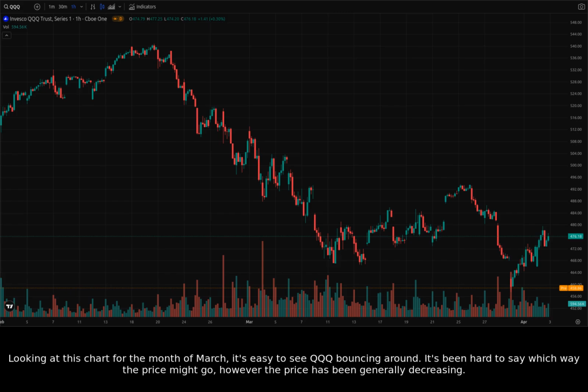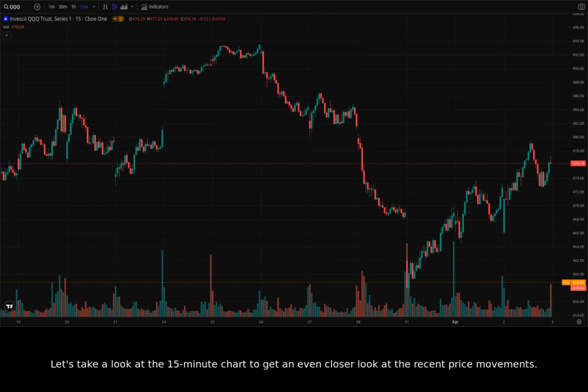Looking at this chart for the month of March, it's easy to see QQQ bouncing around. It's been hard to say which way the price might go, however the price has been generally decreasing. Let's take a look at the 15-minute chart to get an even closer look at the recent price movements.